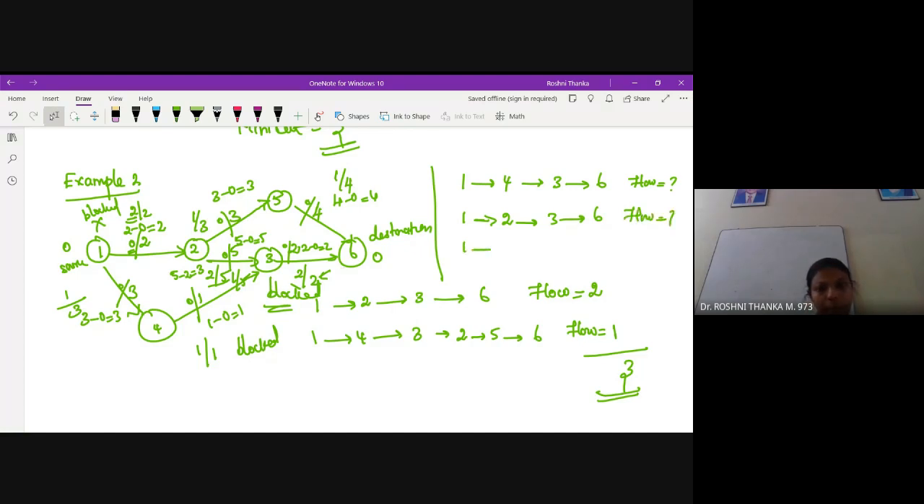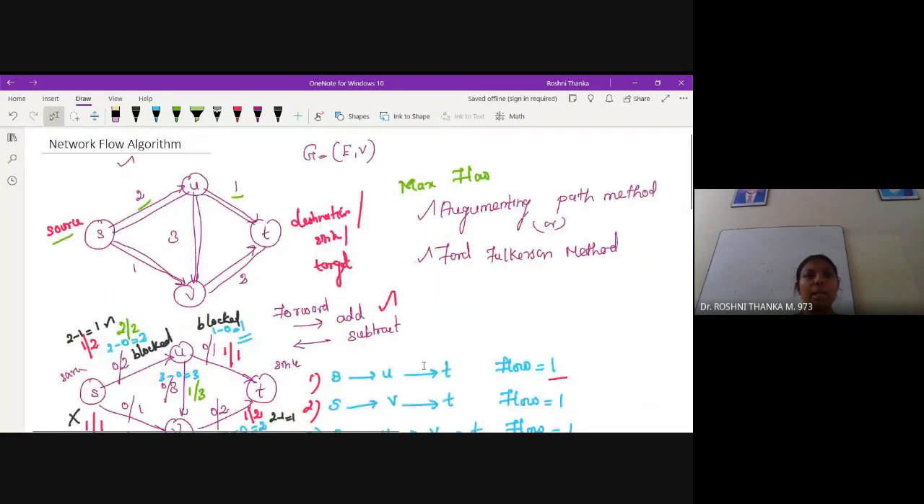And one more path I can find is 1 to 2, 2 to 5, 5 to 6, and you have to find the flow for it and find the total flow you are getting for a fresh graph of this. Don't do it in this one itself. Take a fresh graph and find the flow for this part. Definitely you should get the same flow. So this is how we can solve the problem of network flow.